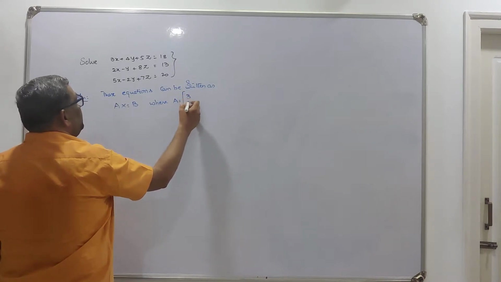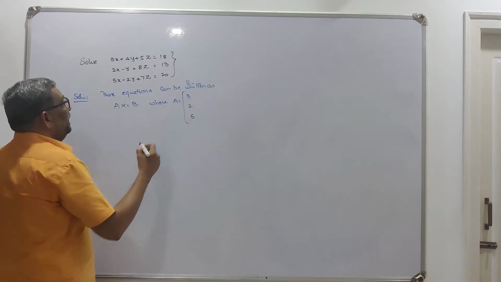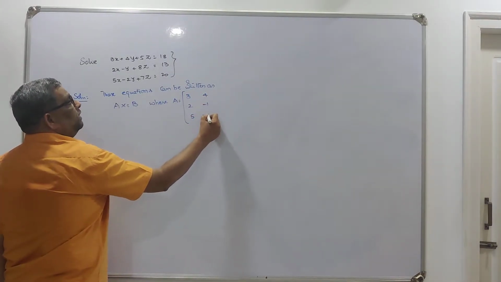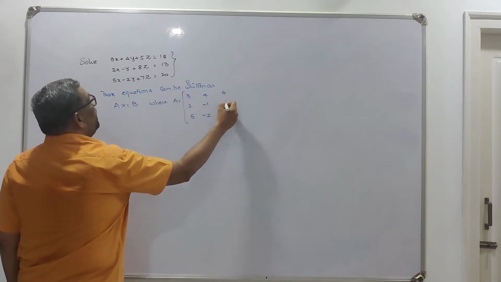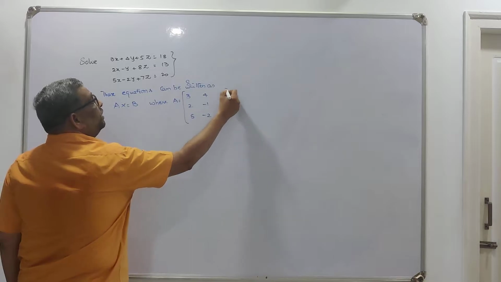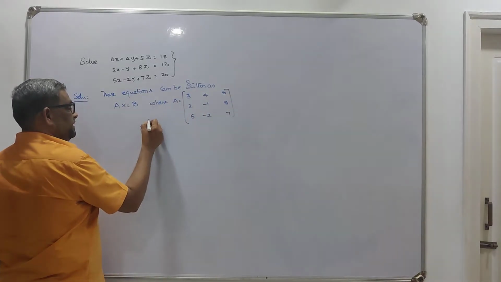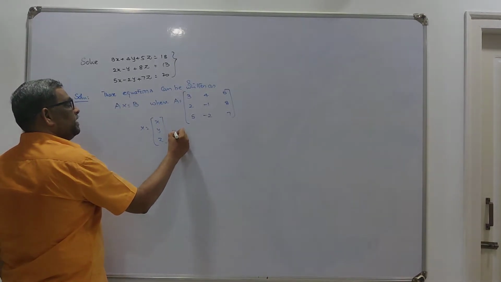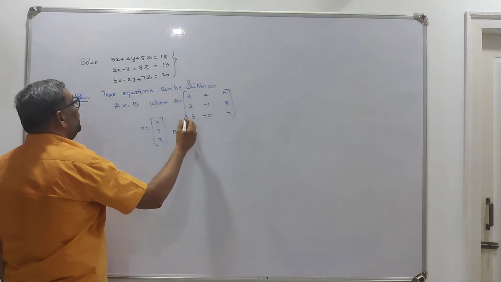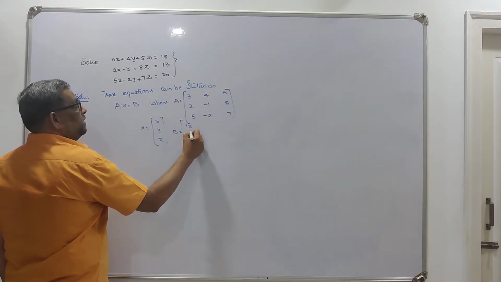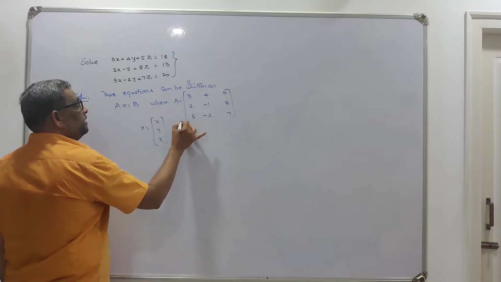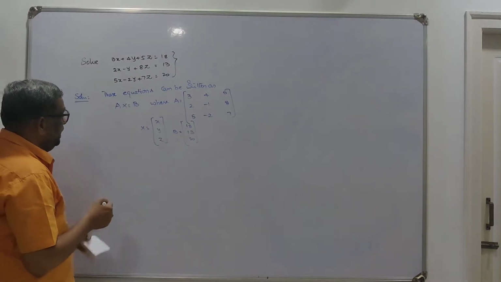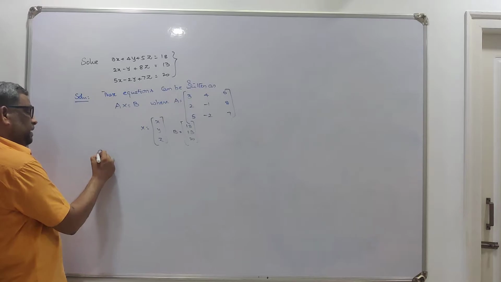The first column will contain the coefficients of x, the second column the coefficients of y, and the third column the coefficients of z. Then x is a column matrix x, y, z, and B is another column matrix 18, 13 and 20. So this is about B. Now to solve the equations by the first method, Cramer's rule.